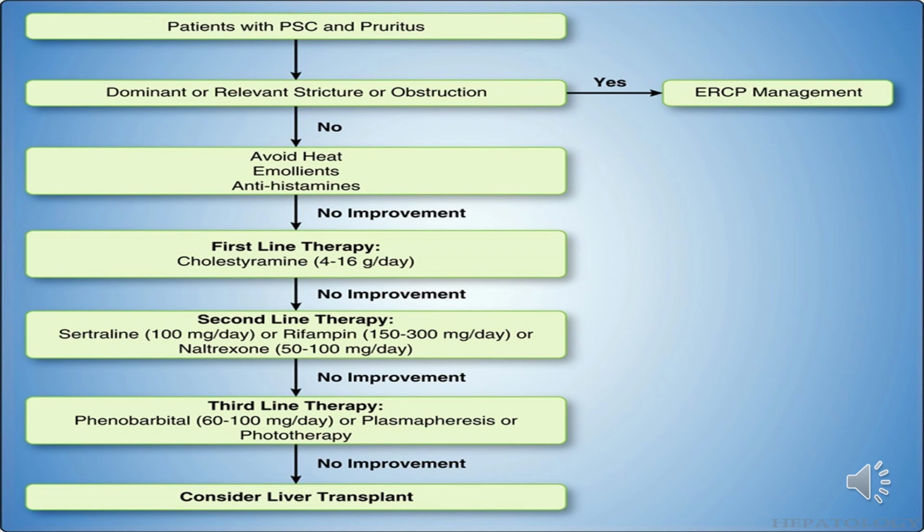If no improvement, then the second line therapy should be sertraline 100 milligram per day, or rifampin, or naltrexone, as we just mentioned. If there is no improvement, the third line therapy should be phenobarb 60 to 100 milligram per day, or maybe plasmapheresis or phototherapy. If there is no improvement after all of that, you should consider liver transplant.